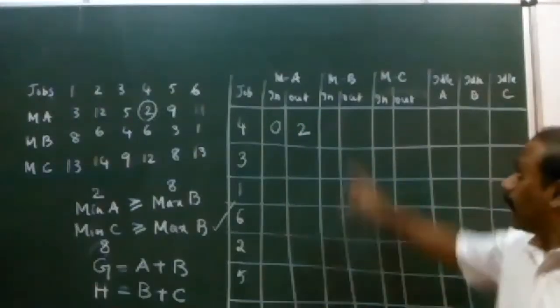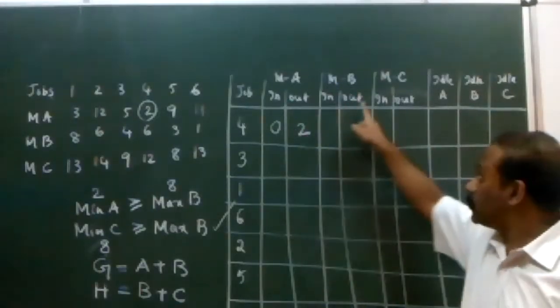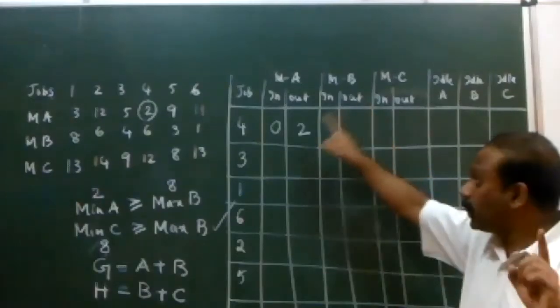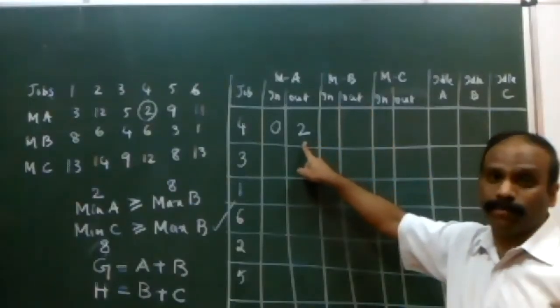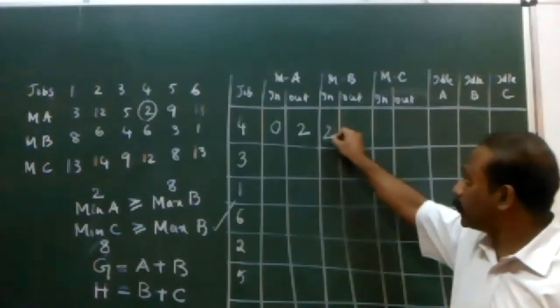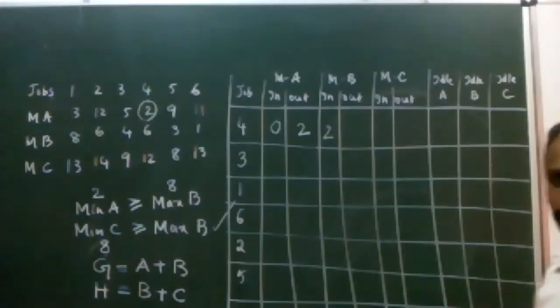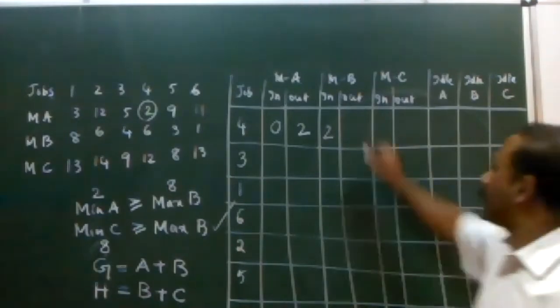Okay? And as I said, machine B is dependent on machine A. The machine B can start the job only once machine A has completed the job. I cannot start B before that. Correct? So I have to start only at 2. Tell me what time it comes out? 8. It comes out at 8.